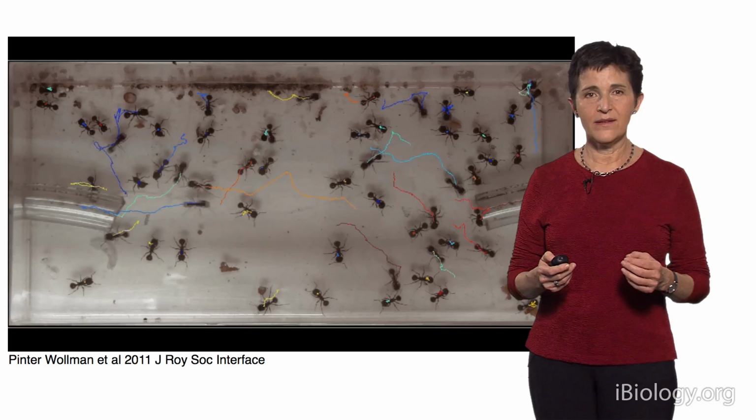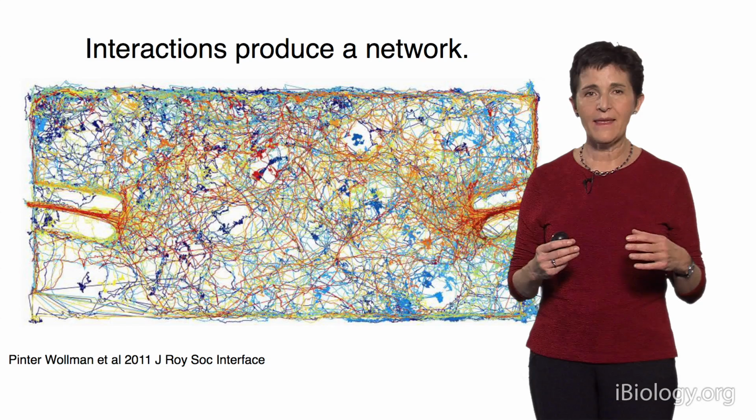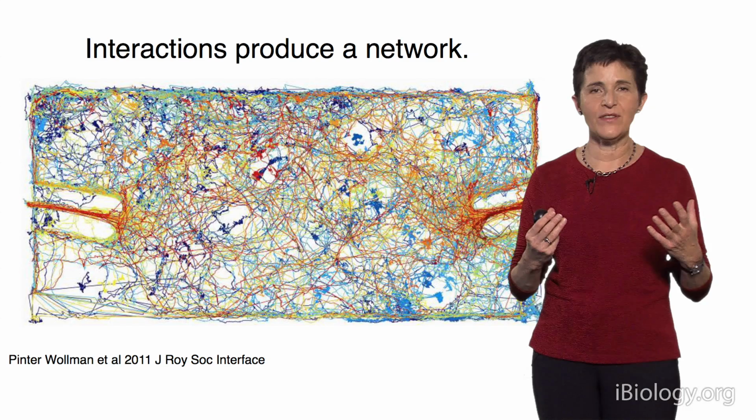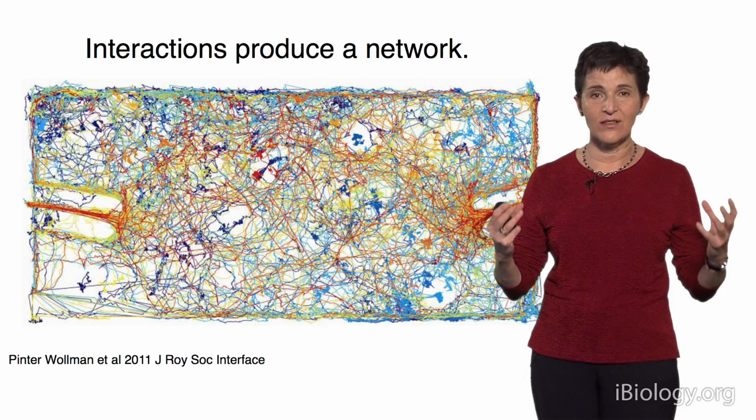Taken together, all these interactions produce a network. This illustrates the network and the paths of all the ants that you saw in the film in the previous slide. And it's this constantly shifting network of interactions that produces the behavior of the system. A brain works the same way, but the great thing about ants is that we can see all of the interactions as they're happening. And so we can see how this network of interactions is related to the function of the system.